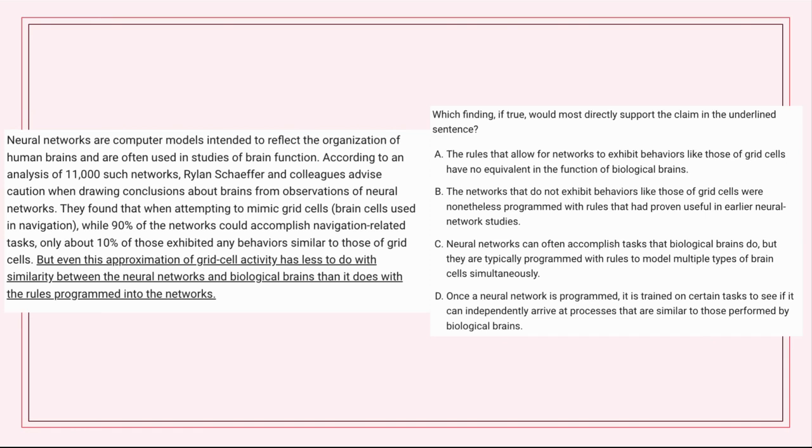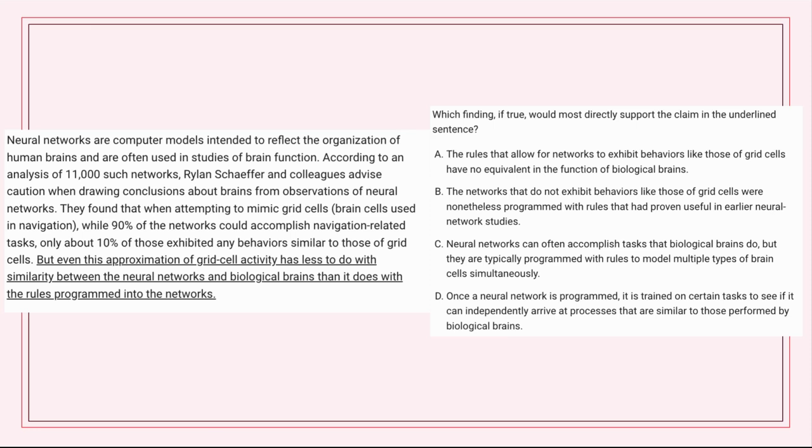Okay, so they're not that similar that we can just say anything about the brain based on what we observe with these networks. They found that when attempting to mimic grid cells, brain cells used in navigation, while 90% of the networks could accomplish navigation-related tasks, only about 10% of those exhibited any behaviors similar to those of grid cells. But even this approximation of grid cell activity has less to do with the similarity between the neural networks in biological brains than it does with the rules programmed into the networks.